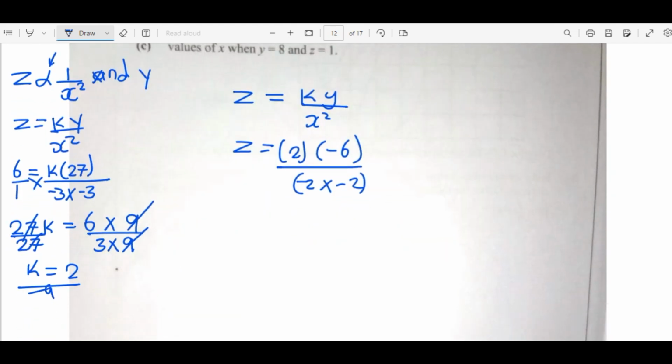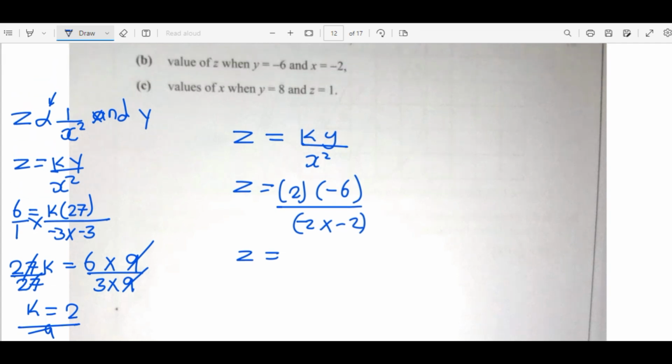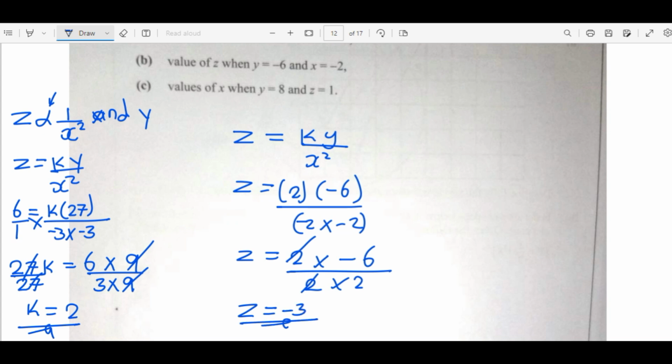Now whenever we square the negative, we know that we are going to get a positive. So what I'm going to do here, I am going to say 2 times -6 over 2 times 2. So even this one, I'm not going to multiply to get a positive 4. So I'll just write them like this so that I can cancel this one. Then z is equal to 2 into -6 is -3 as our final answer. Then we move on to C.